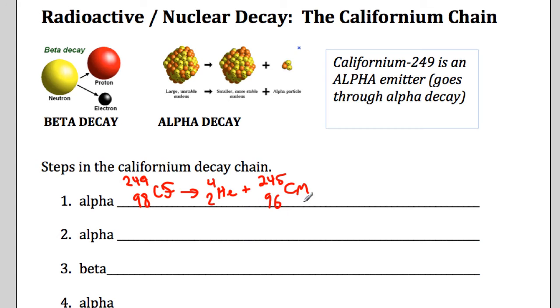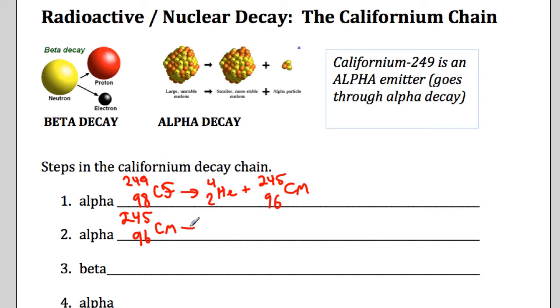Now it turns out curium is also unstable. And so curium will also decay. And that's why this is called the californium chain, because californium will decay into curium, but that will then also decay. And again, curium is an alpha emitter. That is, it decays with an alpha particle.